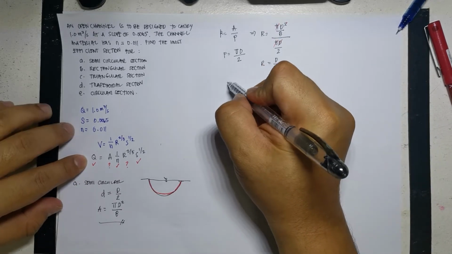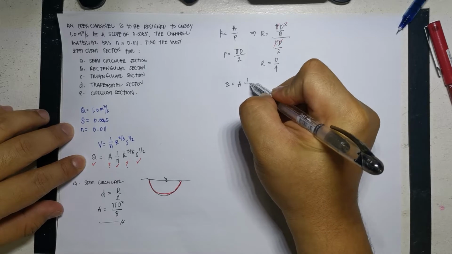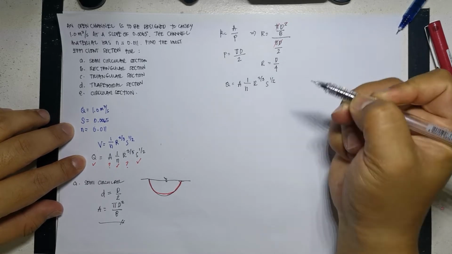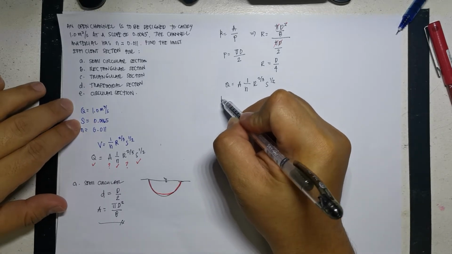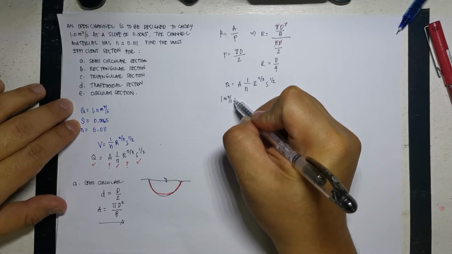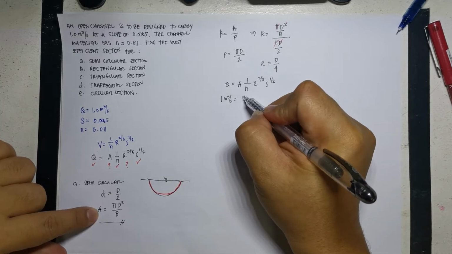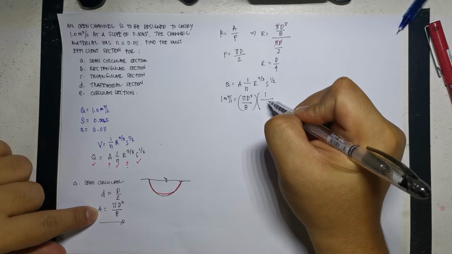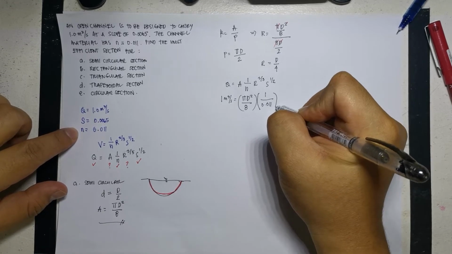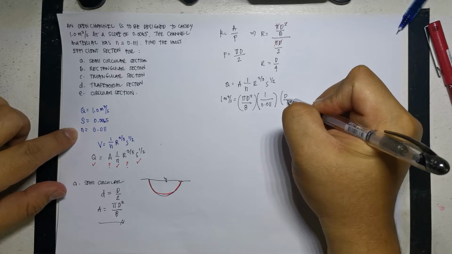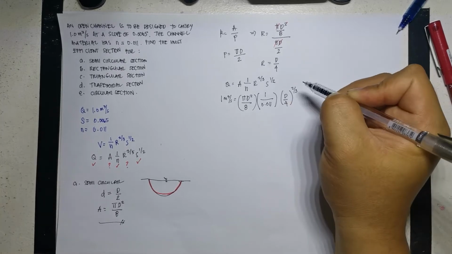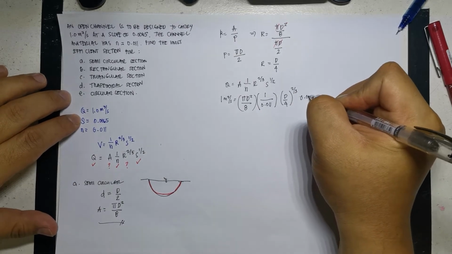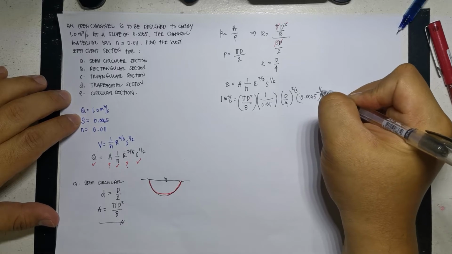So Q is equal to A, 1 over N, R raised to 2/3, S raised to 1/2. So we will have 1 cubic meter per second is equal to A, which is pi d squared over 8. Imultiply natin sa 1 over N, N is 0.011. R is D over 4 raised to 2/3. And then S is equal to 0.0065 raised to 1/2.